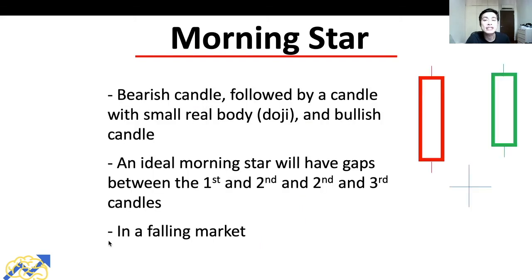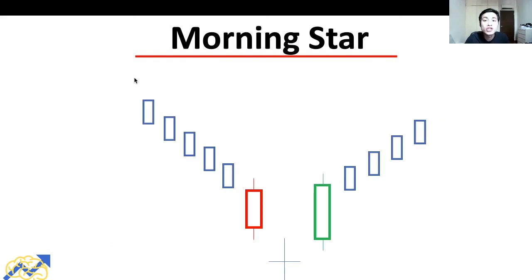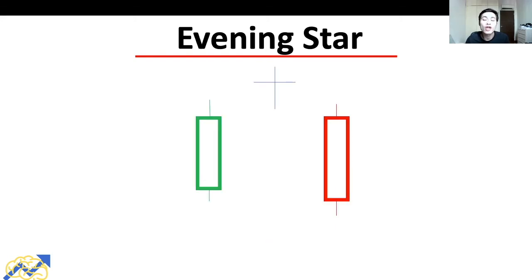And we want to see a morning star pattern forming in a falling market. So in a falling market, when prices have declined for quite a while, and a morning star pattern forms, this signals to us a possible bullish reversal. And by now, you're probably an expert in bullish reversals and bearish reversals. So the bullish reversal signal by the morning star pattern indicates that there's a high probability that prices will rise after that. The opposite of a morning star pattern is the evening star pattern.